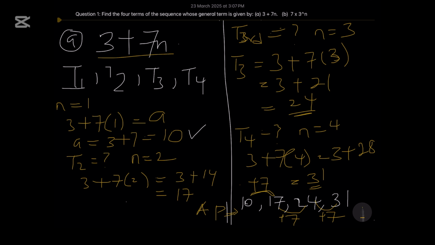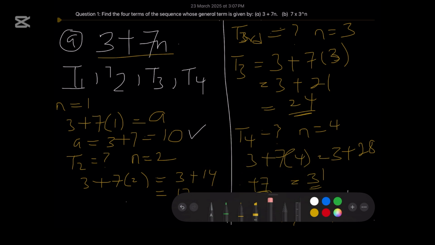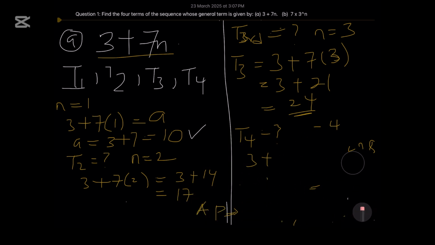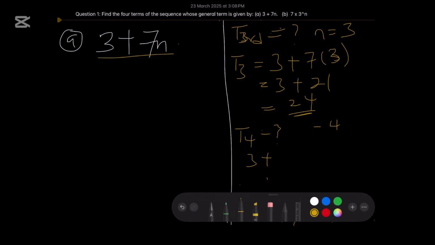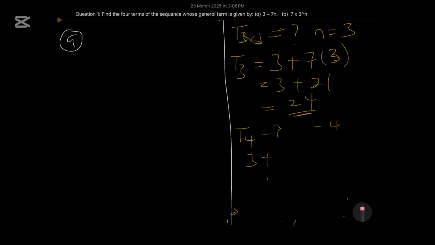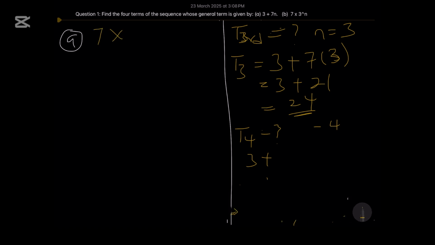So now let's look at the second question, that is part B. For part B, we are guided by this rule: 7 multiplied by 3 to the power of n. This is the general term. So we are told to generate the first 4 terms of the sequence.